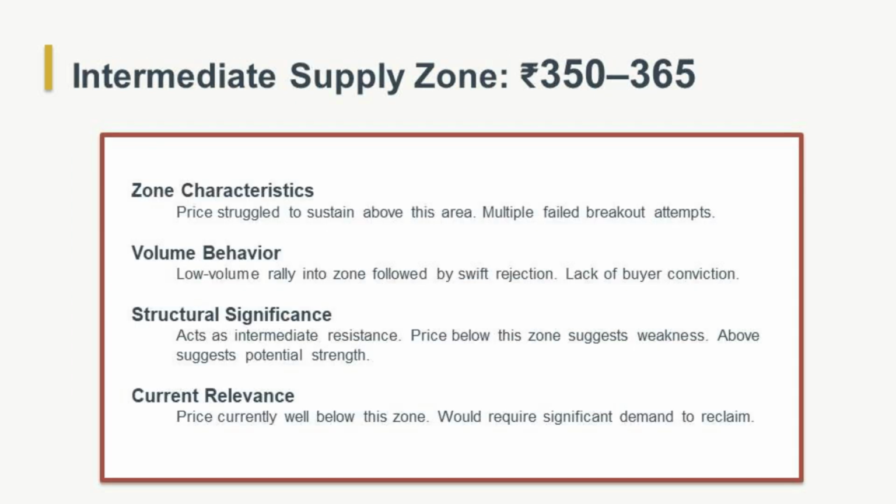The 350 rupee to 365 rupee zone is an intermediate supply area. This zone sits in a low-volume region, which often leads to rejection rather than acceptance. Price has struggled to hold above this zone, making it an important structural reference.